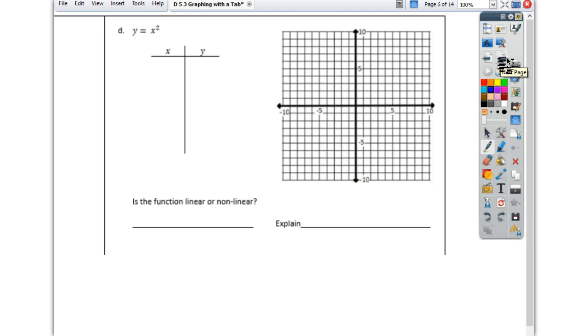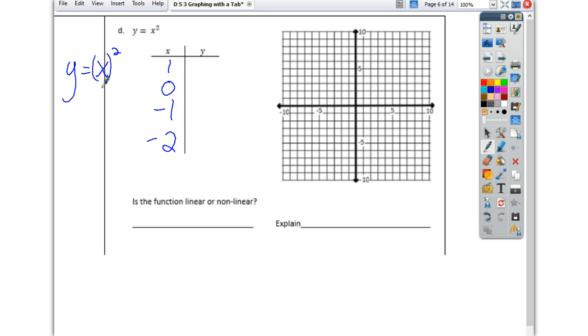Y equals x squared. Give me 4 numbers. 1. 0, my favorite. -1. Ooh, good one. And -2. I like it. Let's figure this out now. Y equals x squared.